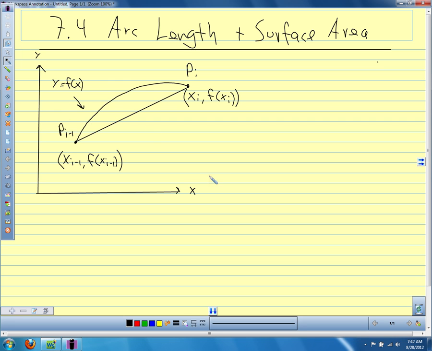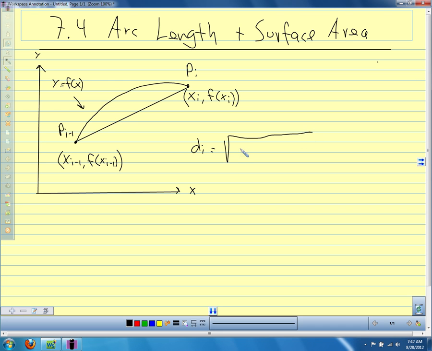over that little interval. Well, the length of this segment is d sub i. We'll call it d sub i for distance, the length of this little segment from P sub i minus 1 to P sub i. So d sub i is the hypotenuse of a right triangle made by my delta x sub i and delta y sub i.